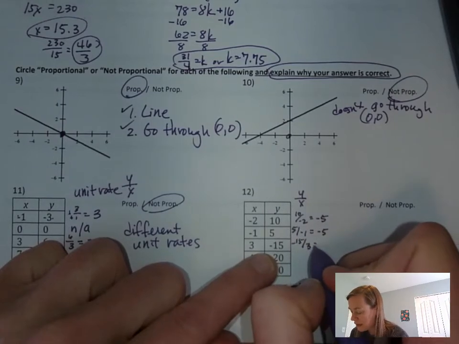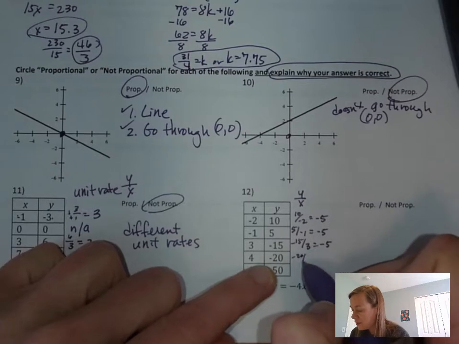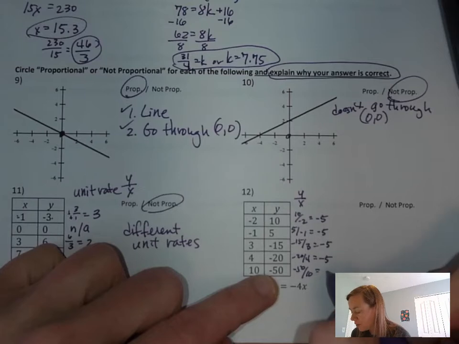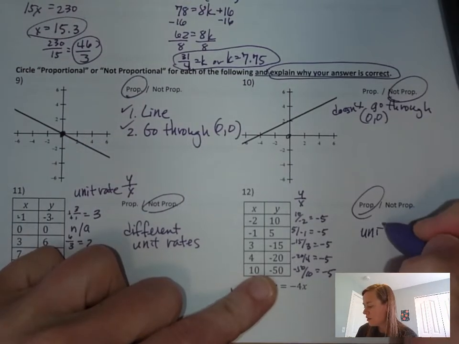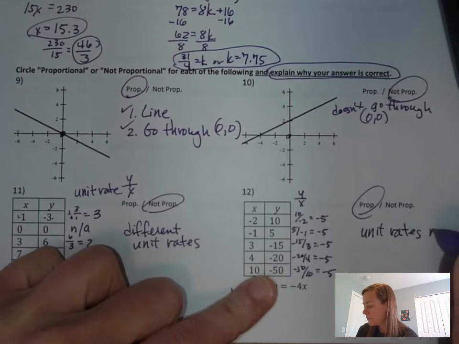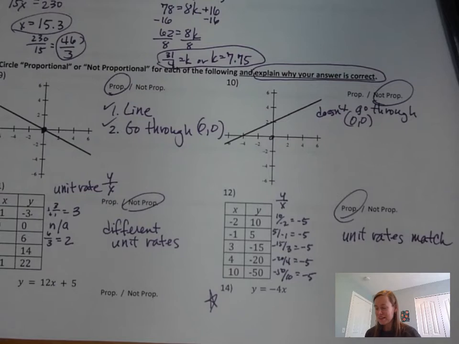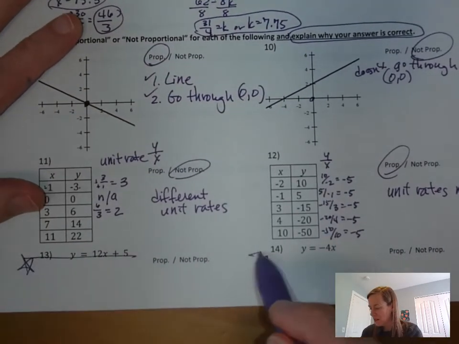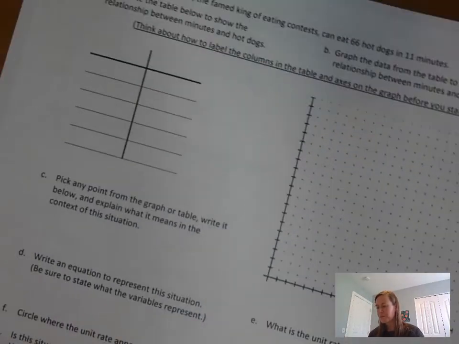-15 divided by 3 equals -5. Hey! -20 divided by 4 equals -5, and -50 divided by 10 equals -5. Guess what? Proportional. Unit rates match is the reason. All right. Okay, so numbers 13 and 14, guess what? You don't have to do those either. Skip those.